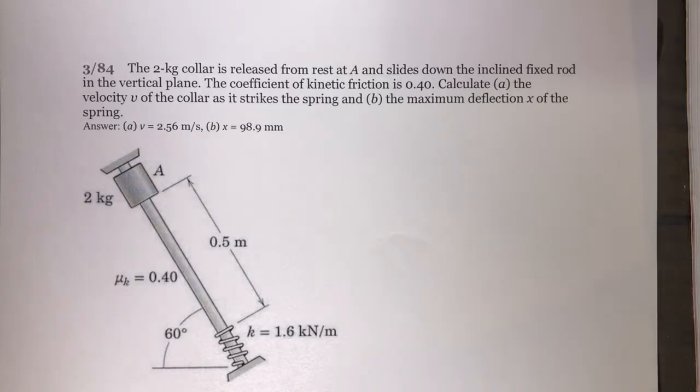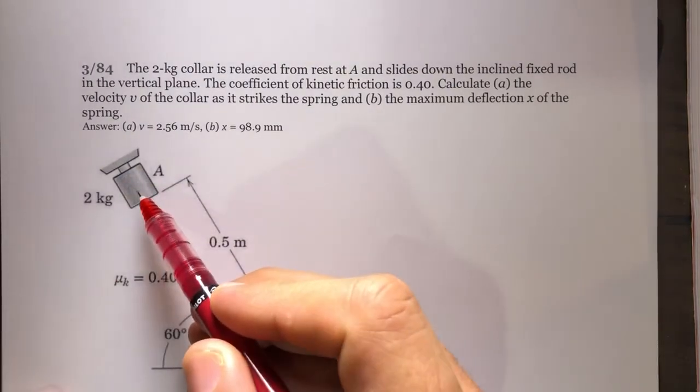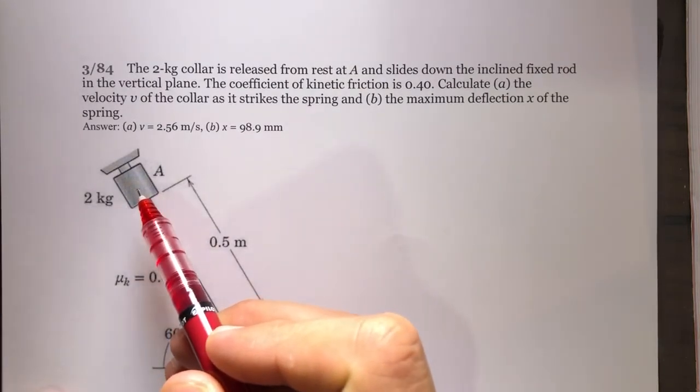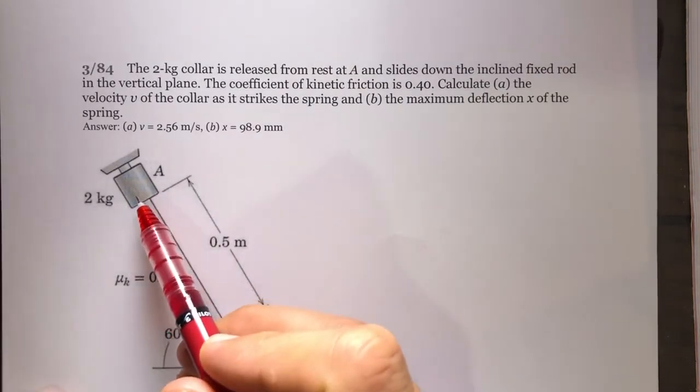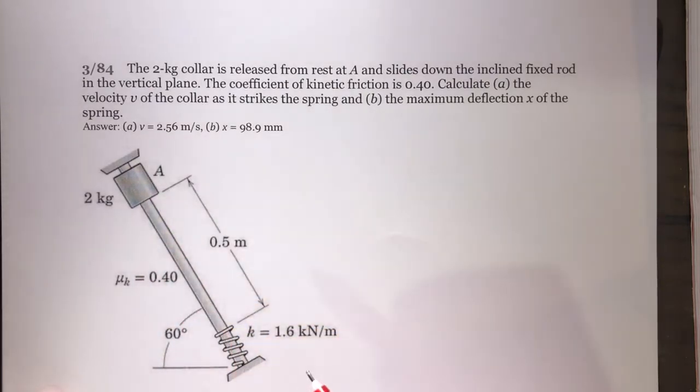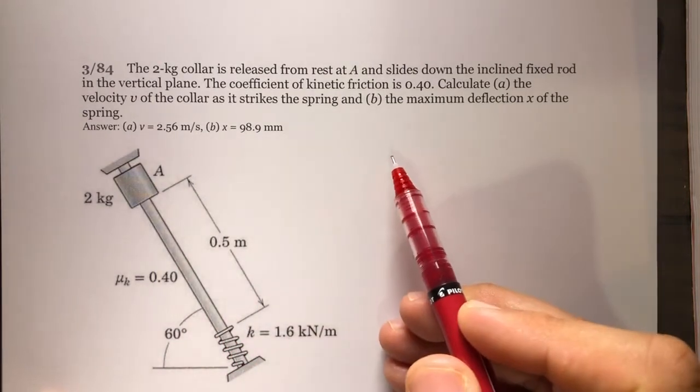Problem 84 is another example of using the work energy equation. Here we have this mass, which is sliding on this bar. We are releasing it from rest at point A, and there is going to be friction between this mass and the bar. So it's going to slide down with the friction and hit this spring.